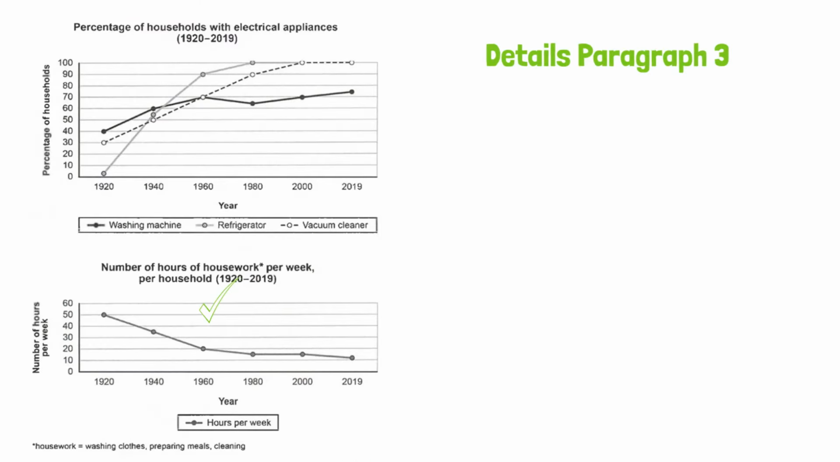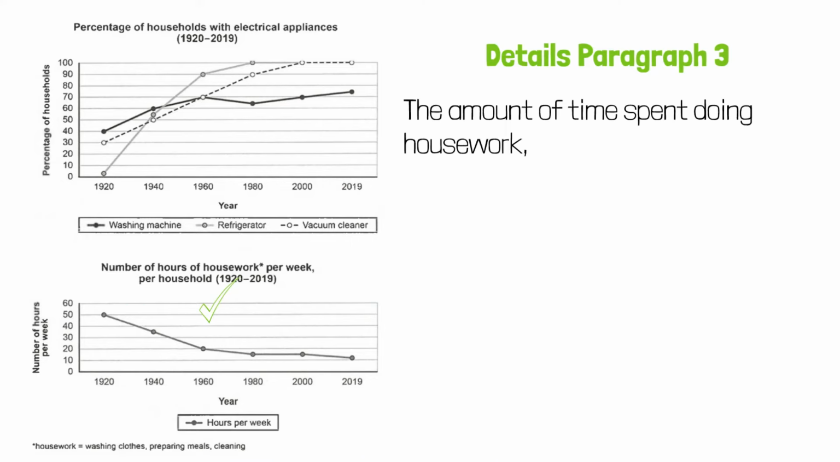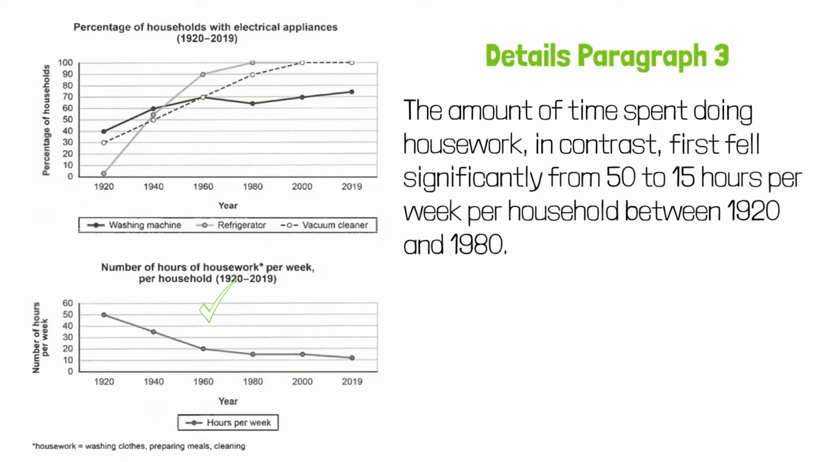Remember, there is no causal relationship between the increase in appliance ownership and the decrease in the amount of time spent on housework. So don't use linking words like as a result. But we can contrast the increase with the decrease. So I will use in contrast to transition to this paragraph. The amount of time spent doing housework, in contrast, first fell significantly from 50 to 15 hours per week per household between 1920 and 1980.